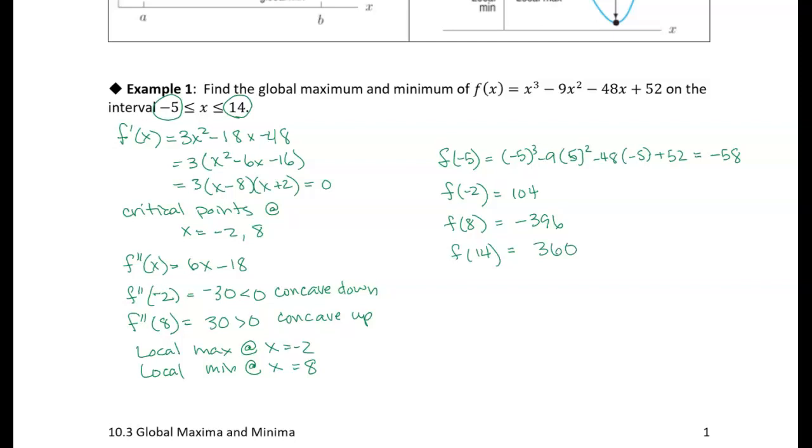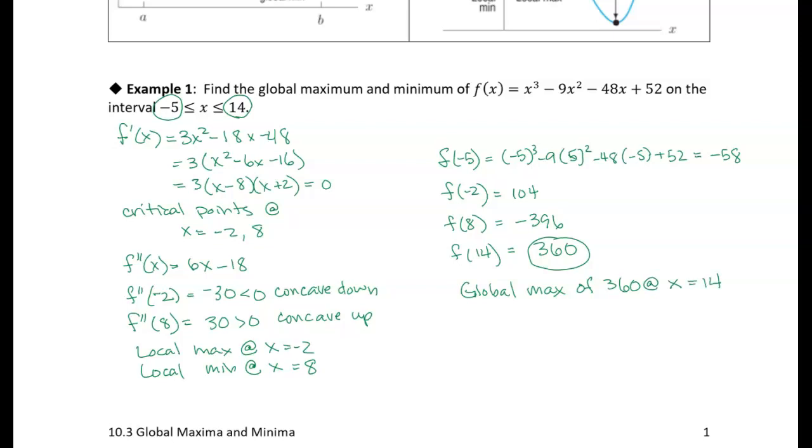Okay, so we're looking for the global maximum. I'll just write global max. I look at all these values and there we go, that's the biggest one. So the global max is 360 at x equals 14.